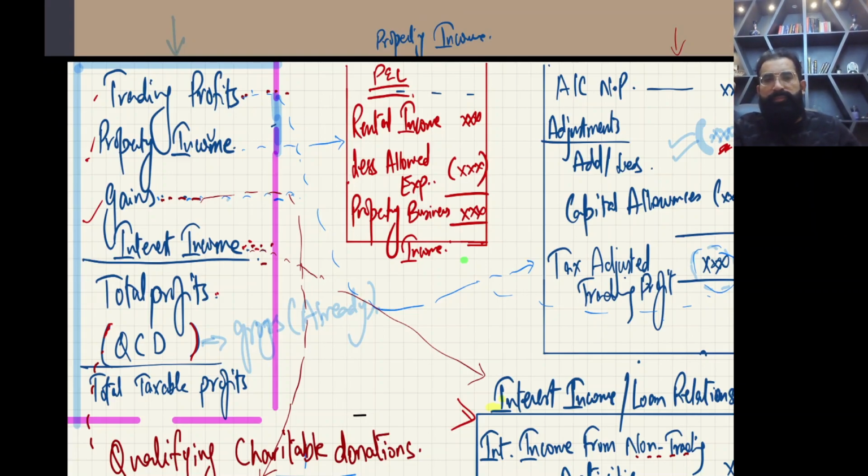Trading profits, property income, gains, interest income. If you add these four, you get total profits. From total profits, less qualifying charitable donations, and then you get total taxable profits. And total taxable profits are the profits on which we apply the direct tax rate.